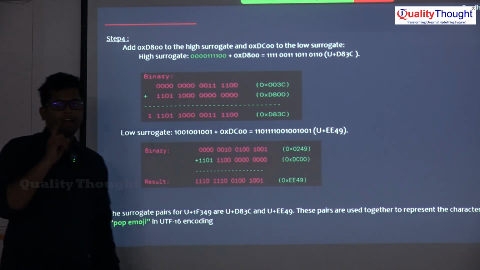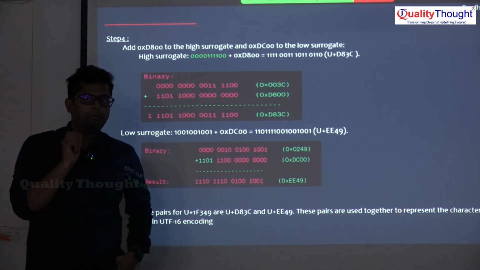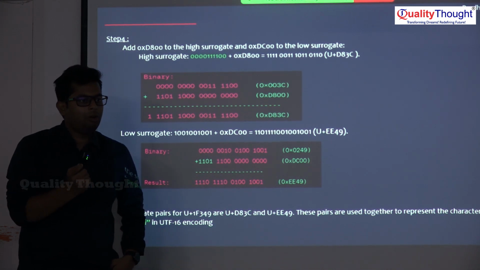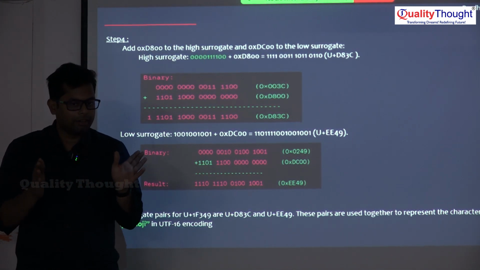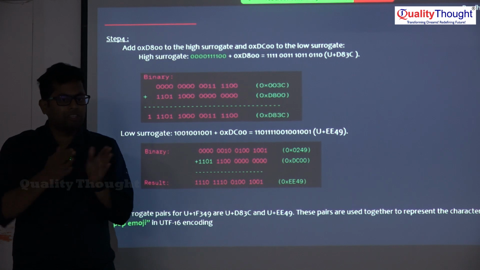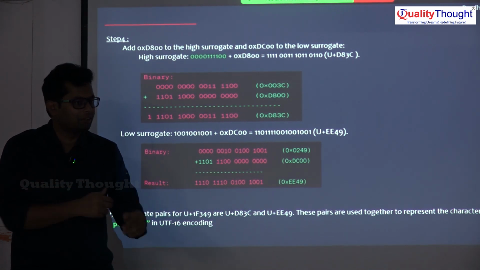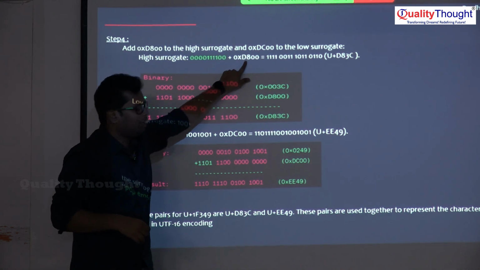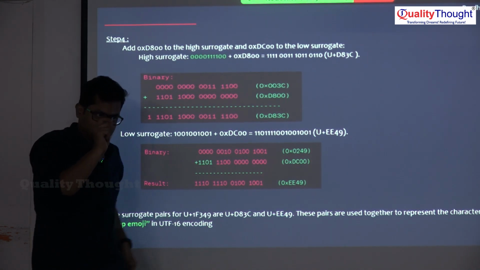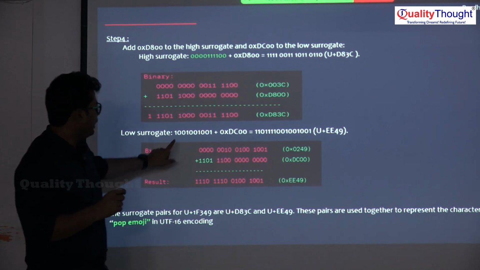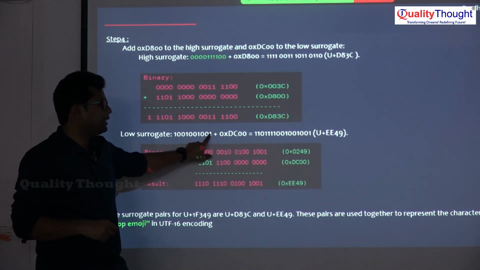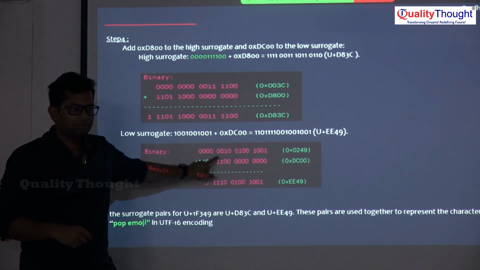That means if you wanted to represent the poop emoji which doesn't fit into 16 bits, now you split that into two surrogates and you represent them as two 16-bit values, as simple as it is. Exactly, this is how you need to do it. You take this and add it to the first 10 bits, and then take this and add it to the next 10 bits.